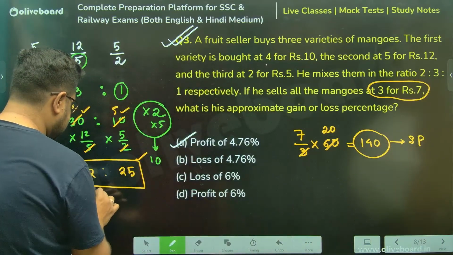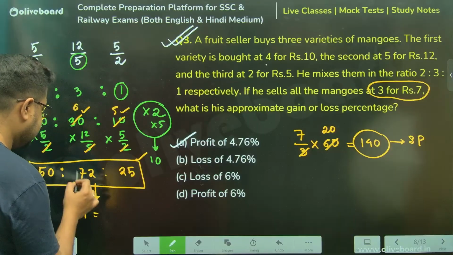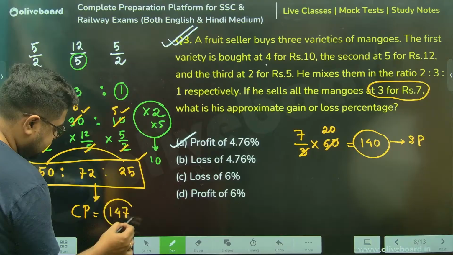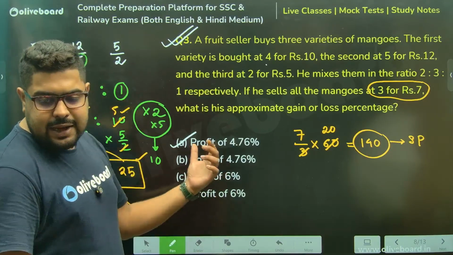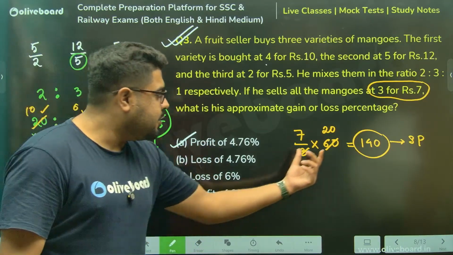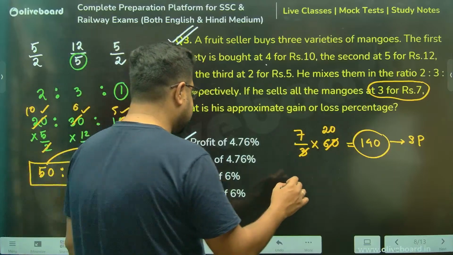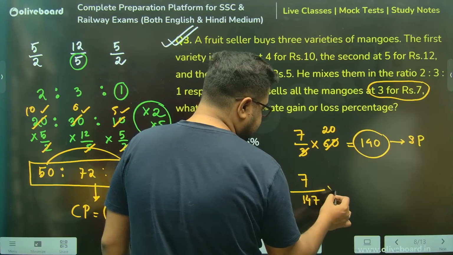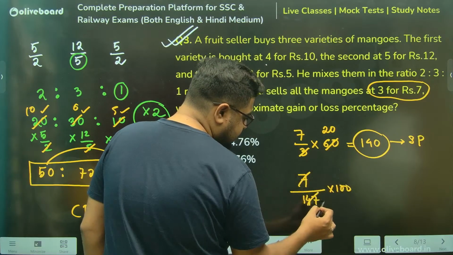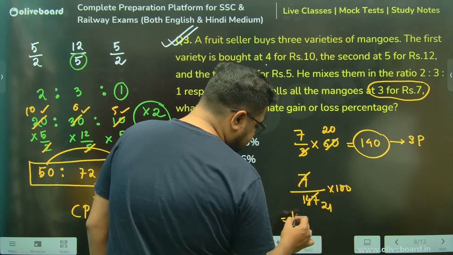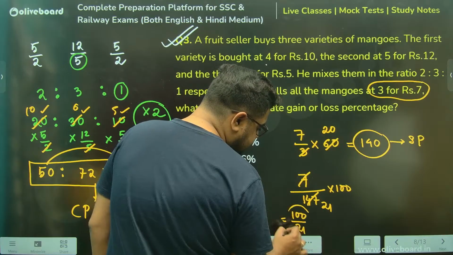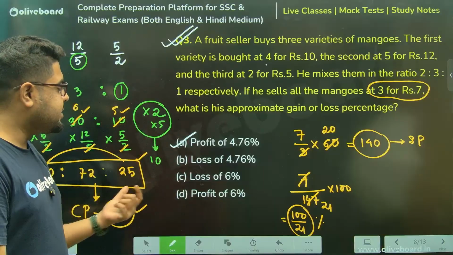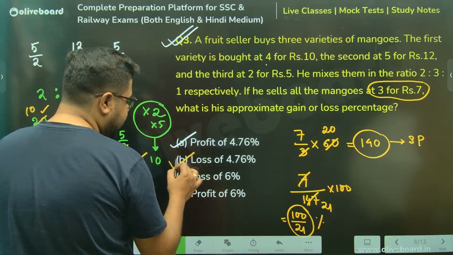And total CP is this: 75 and 72, meaning 147, sir. So ultimately there will be loss. 147 I have bought it, 140 I am selling it. Loss of 7 rupees out of 147 rupees into 100. Sir, 7 into 21, 100 by 21. 100 by 20 is 5%, so 100 by 21 will be just less than 5% loss. Loss of just less than 5% is B.